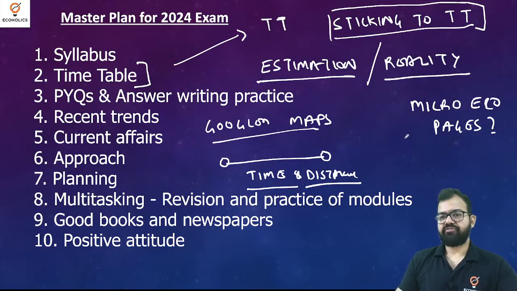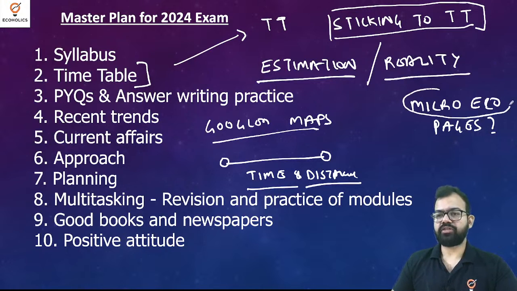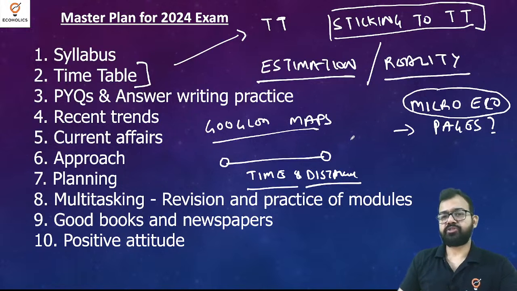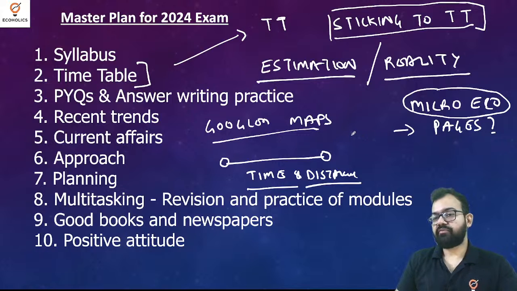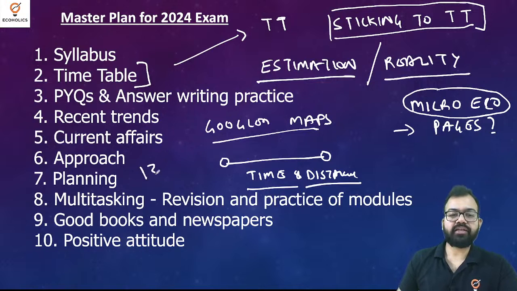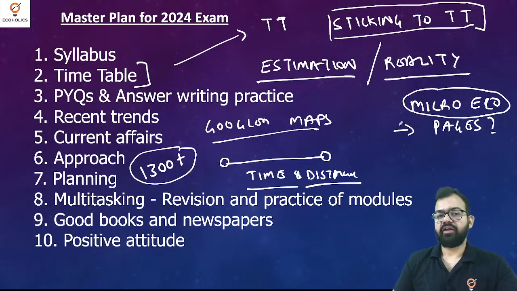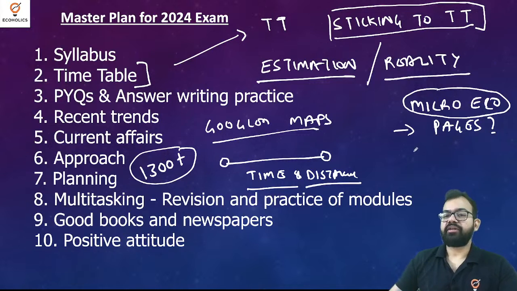So three students gave me the answer for how many pages per hour they can read of the microeconomics H.L. Ahuja book. Can anyone tell me approximately how many total pages we have in Advanced Microeconomics by H.L. Ahuja? It's approximately 1300 plus. Now if I consider 5 pages per hour for 1300 pages, can you tell me how many hours you need?